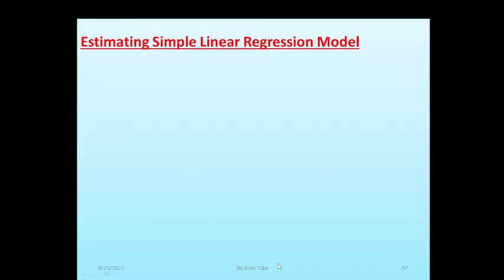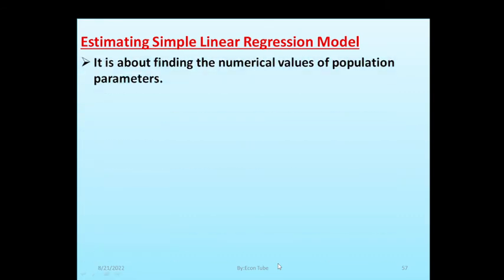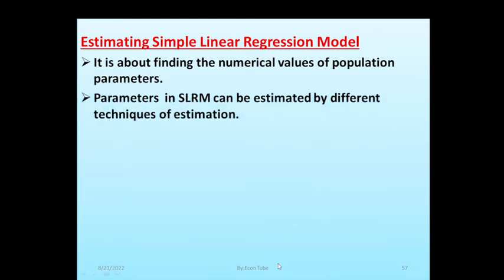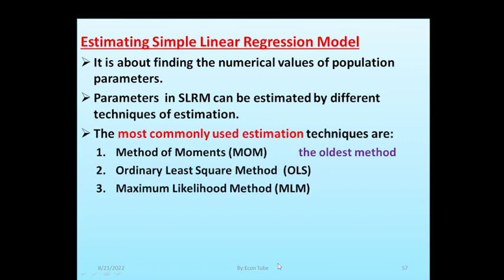Let us estimate the simple linear regression model. It is about finding numerical values of population parameters when we say estimating the SLRM. The parameters in the simple linear regression model can be estimated by different estimation techniques. The most commonly used estimation techniques are the method of moments, which is an older estimator, ordinary least squares, which we have used in this chapter, and maximum likelihood methods.